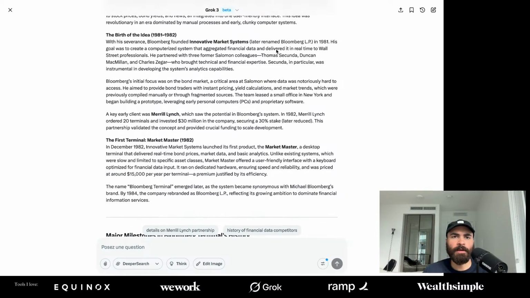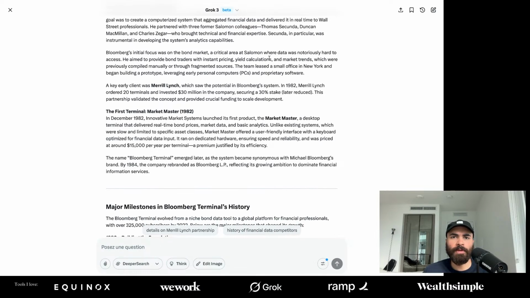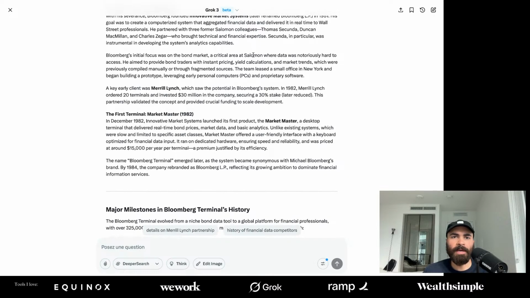Birth of the idea. With his severance, he founded Innovative Market Systems, later renamed Bloomberg LP in '81. His goal was to create a computerized system that aggregated financial data and delivered it in real time to Wall Street professionals. He partnered with three former Salomon colleagues, Thomas Secunda, Duncan MacMillan, and Charles Zegar, who brought technical and financial expertise. Secunda, in particular, was instrumental in developing the system's analytics capabilities.